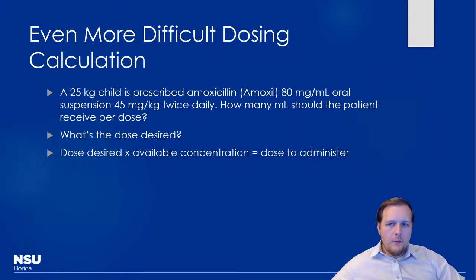So let's do a little bit more complicated, right? So that was fairly straightforward. Let's say we have a 25 kilo patient who is prescribed amoxicillin, 80 milligrams per ml, oral suspension, and they're getting 45 mg per kilo twice daily.